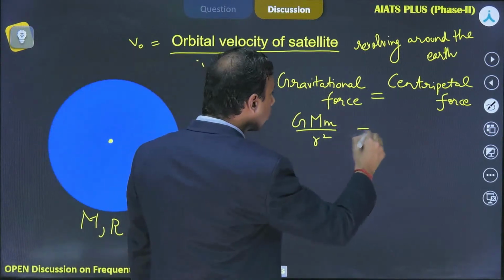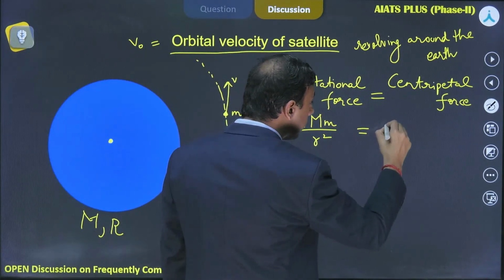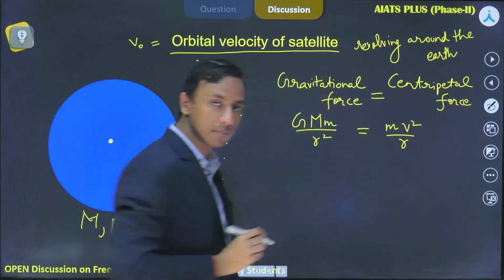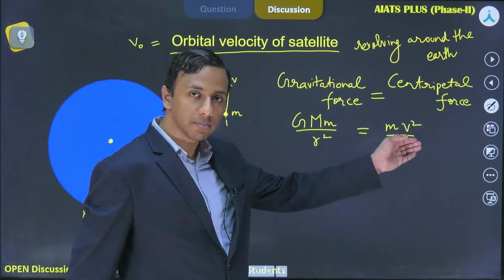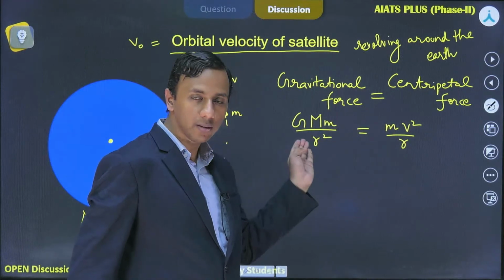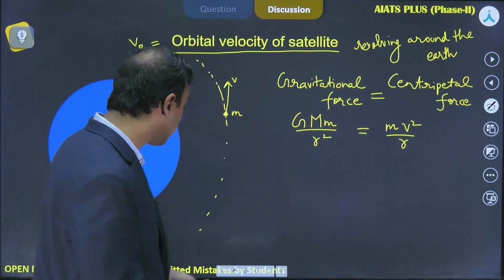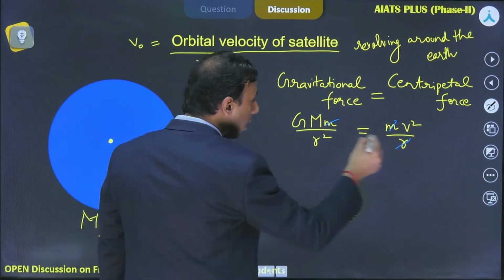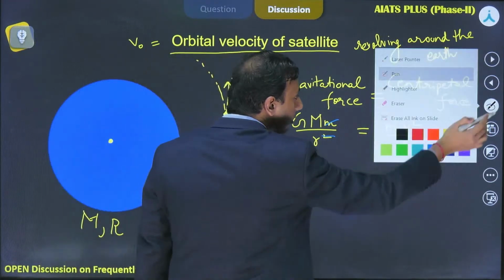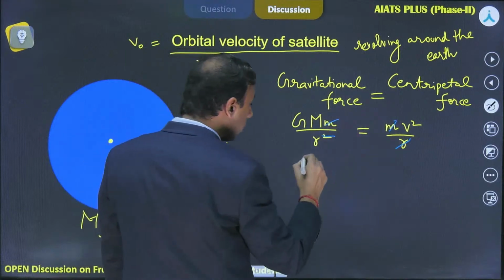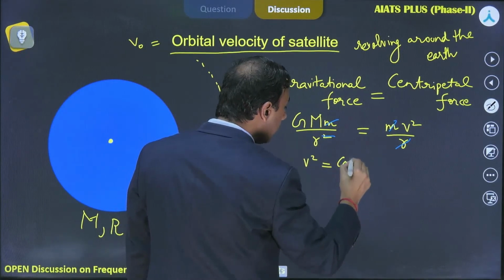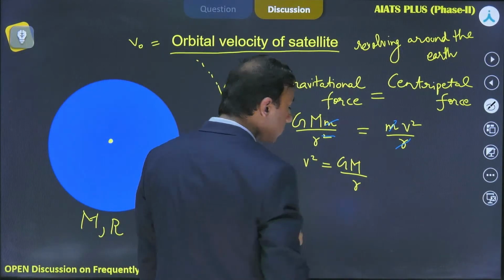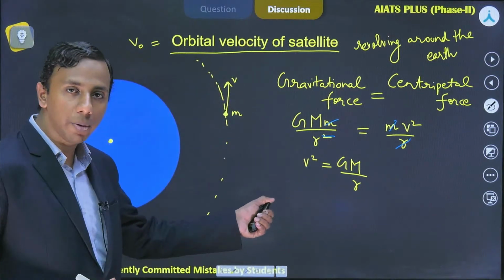Okay, and what will be the centripetal force? It will be mass of body into, isn't it, m v square by r. So now, as you can see, you can find the expression for V as well from here. Let's cancel the terms, m and m, r and r. So what remains is your orbital speed, right? V square is nothing but G m over small r.